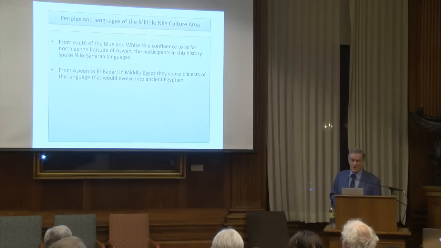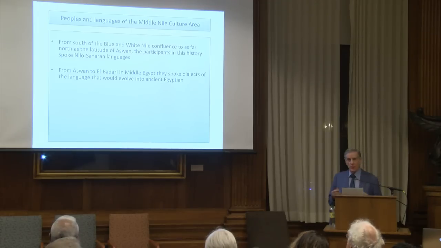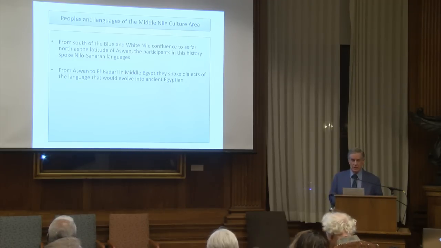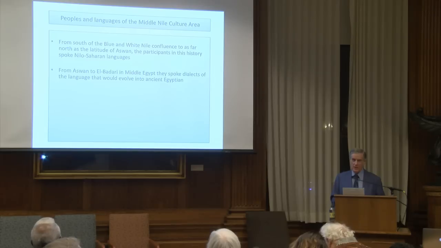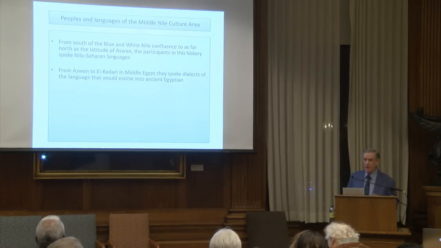Okay, onward. Now, from south of the White and Blue Nile confluence to just a bit north of the latitude of Aswan, it appears from the differences we can detect that the participants in this history of cultural interaction would have spoken languages of the Eastern Sudanic, or Eastern Sahelian, branch of the Nilo-Saharan language family, a different language family, with its origins in the area of modern-day Sudan and South Sudan. From a little north of Aswan to El Badari in Middle Egypt, they would have spoken, it appears, dialects of the language that was to evolve into ancient Egyptian.